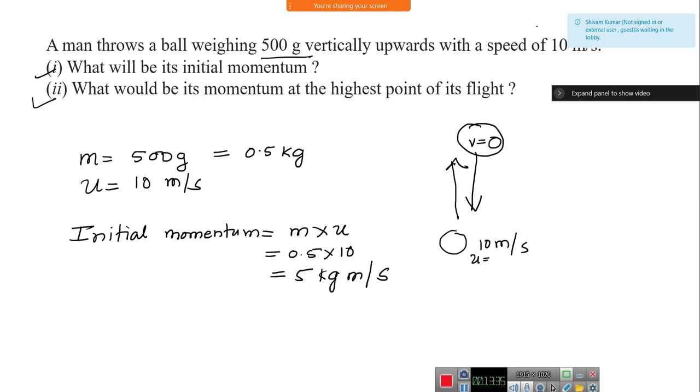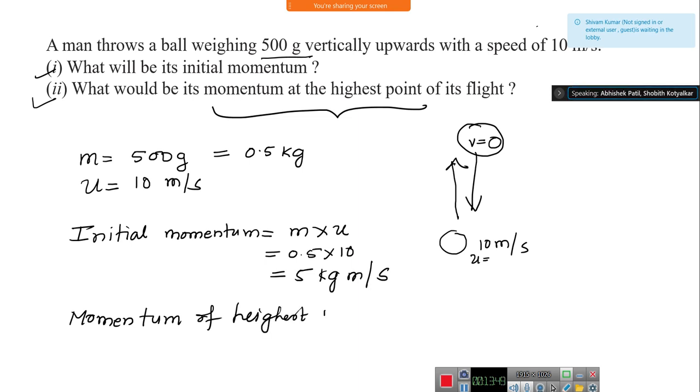Okay, now momentum at highest point. Can you tell me the answer? No, sir. Momentum at highest point is equal to mass into velocity. Mass is here 0.5 kg, but at highest point velocity is 0, so the entire momentum will become 0. 0 kg meter per second. The moment velocity becomes 0, over.